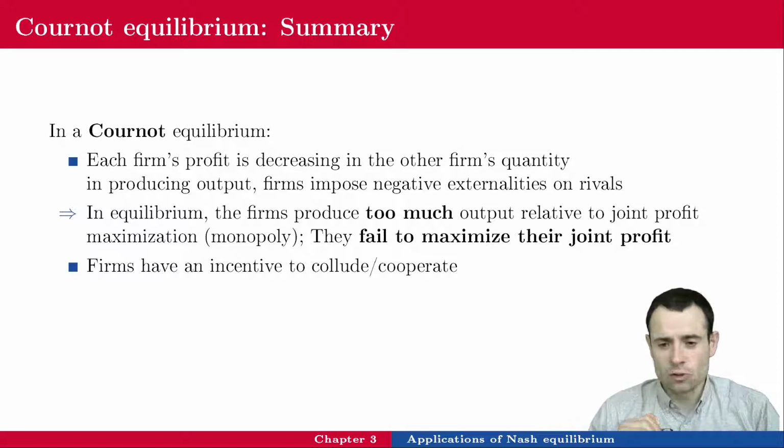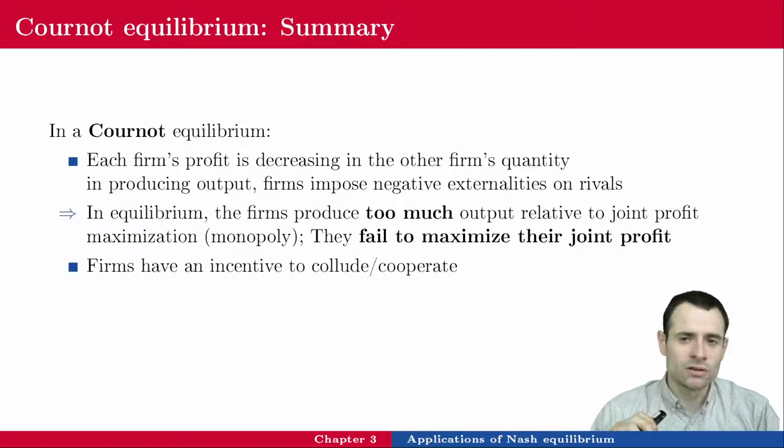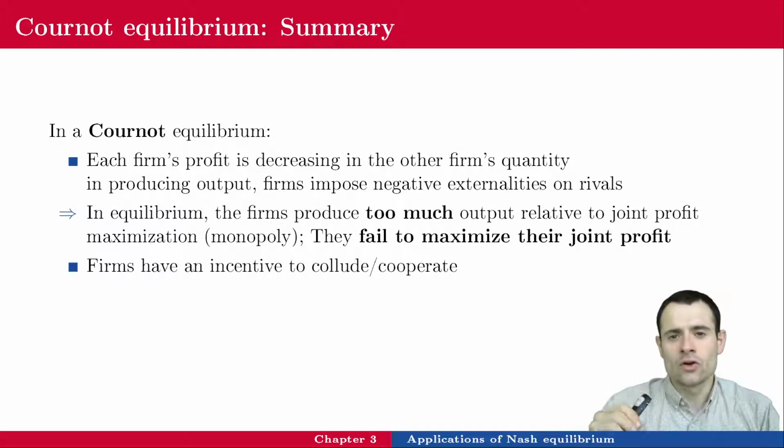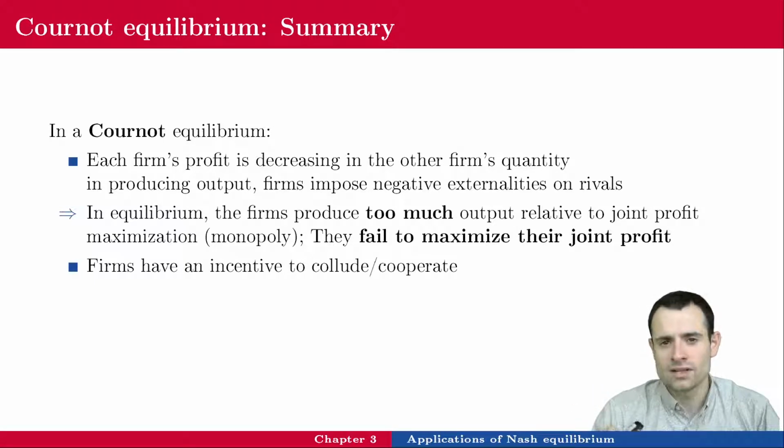Also, because they fail to maximize joint profits, they have an incentive to collude, to cooperate. They want to talk to each other. They want to say, hey, let's stop competing with each other. Let's both decide on a common price. The monopoly price is going to maximize our profits and then share higher profits than if we compete with each other.